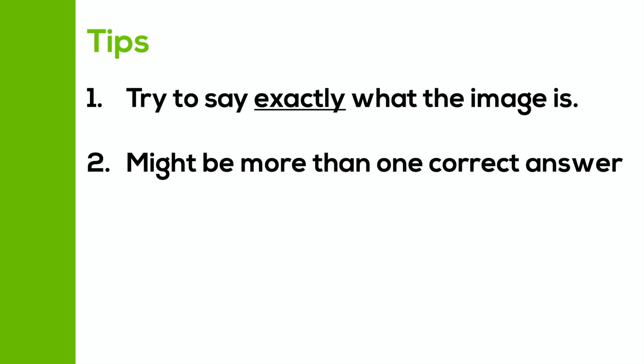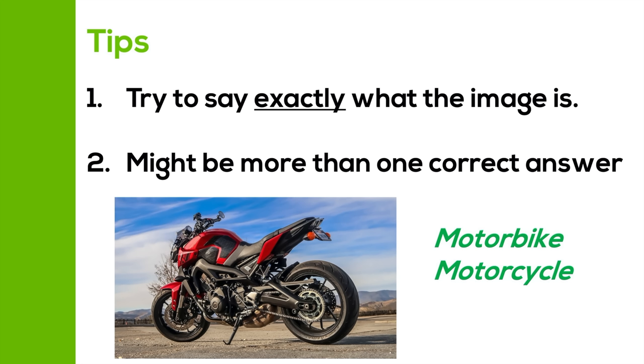Okay, back to it. My next tip is that there might be more than one correct answer. Many objects in English have more than one name. So at times, there might be more than one correct answer. Here's an example. What's the name of this object? Well, there are 2 correct answers. You can say motorbike or motorcycle. In English, we have 2 names for this object, motorbike and motorcycle, and both would get you the top score for this question.